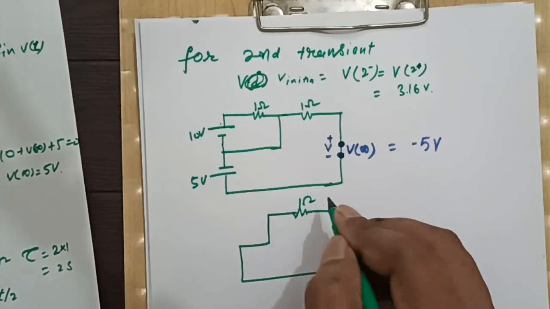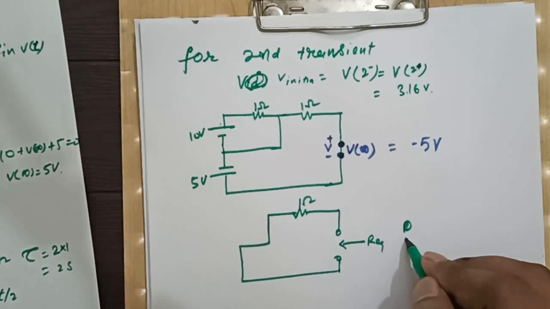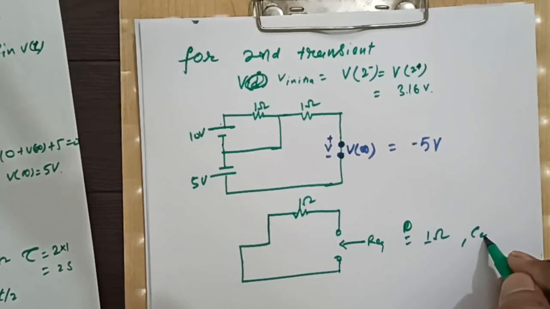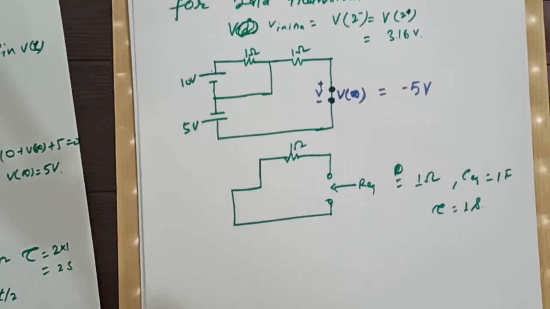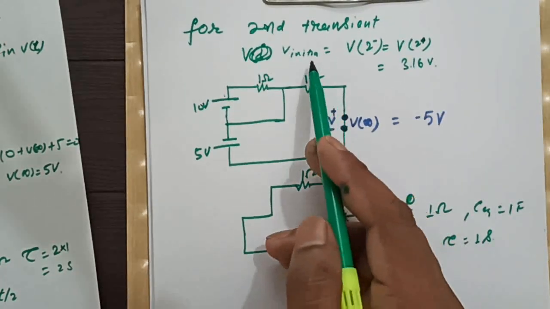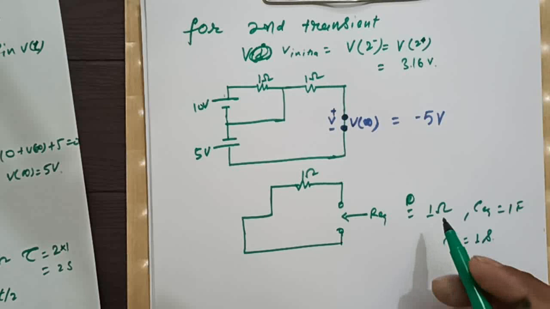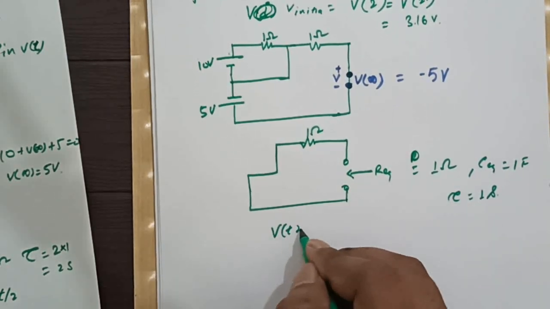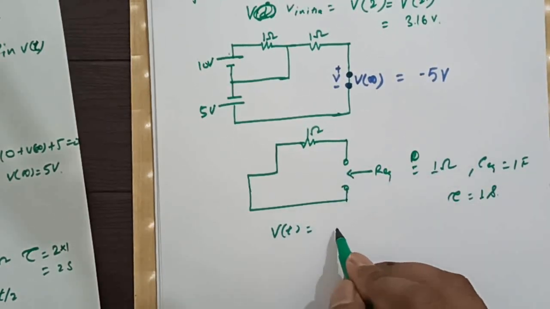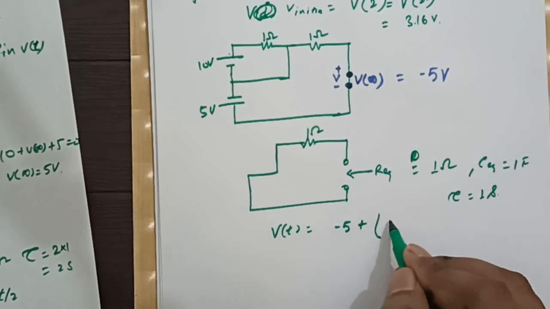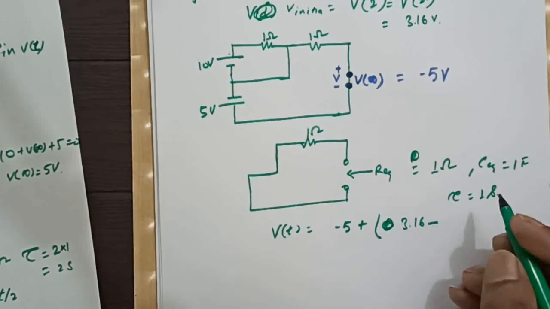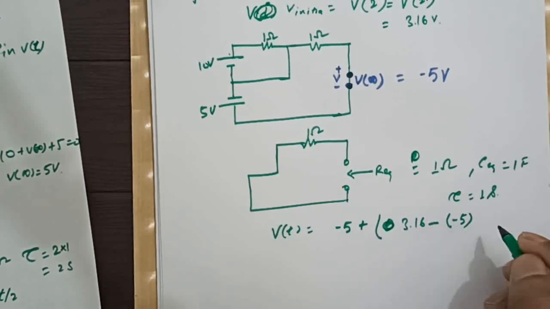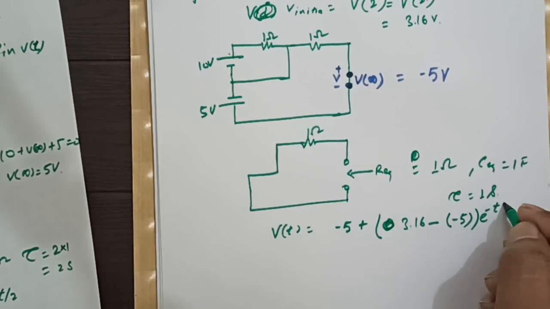So our R equivalent will be what? R equivalent will be 1 ohm. C equivalent is given 1 farad. Once again this time the time constant is 1 second. So we have V initial, we have V final, we have the time constant. What will be the Vt? Vt will be V final plus V initial. V initial is what? 3.16 minus of V final into e to the power minus t by tau.